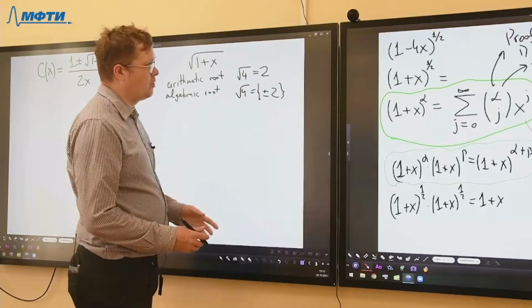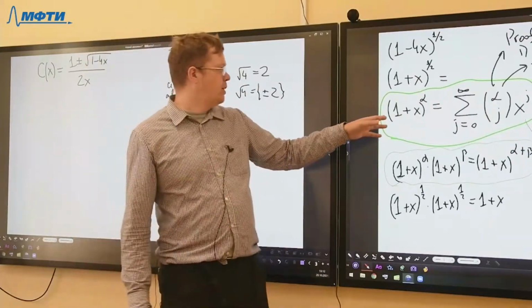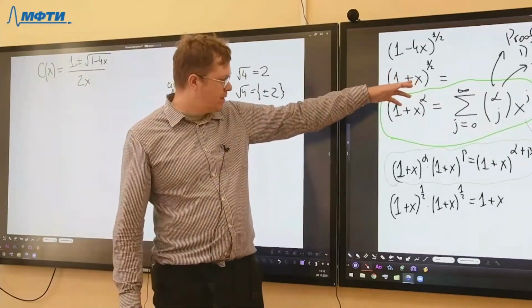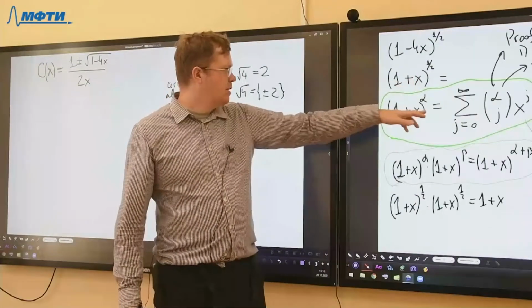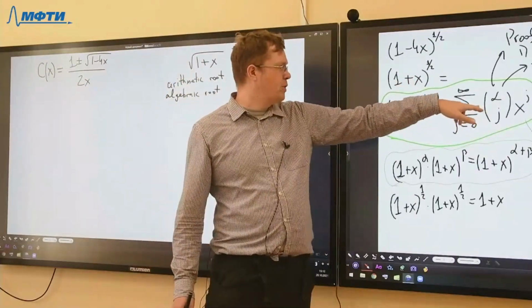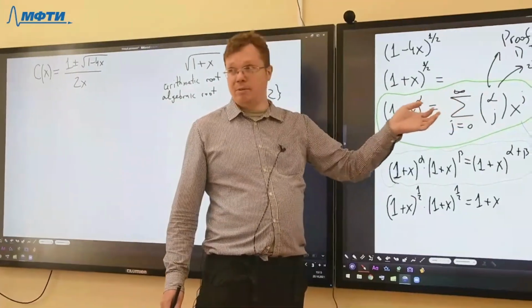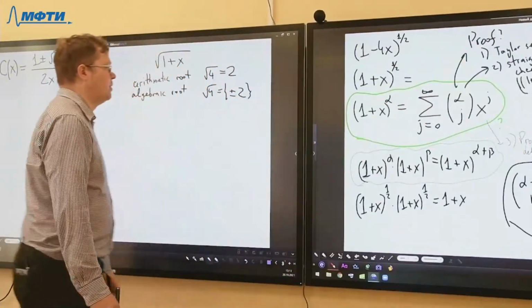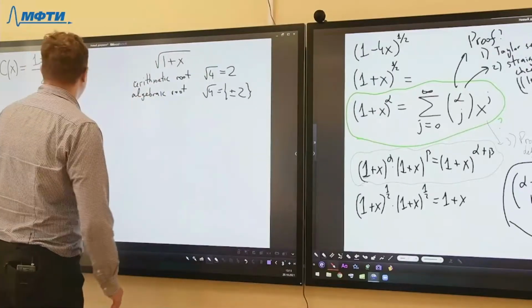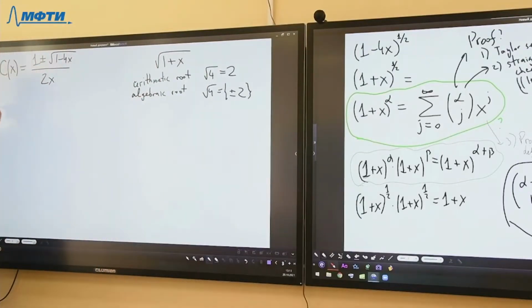If we square this, we will have 1 plus x. But of course, if you take minus before the coefficients, then the square will be the same. Sorry, Professor.